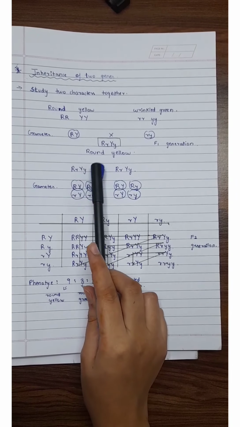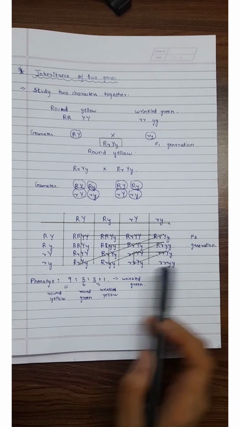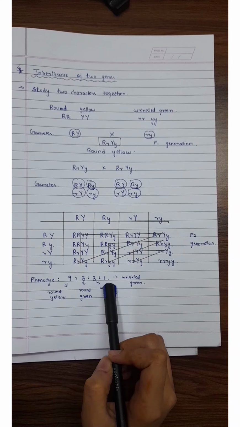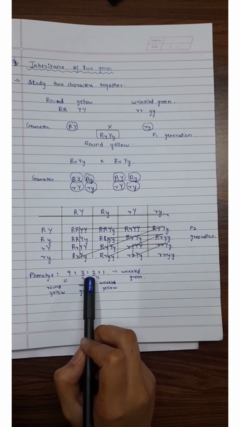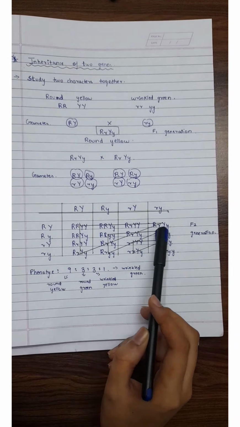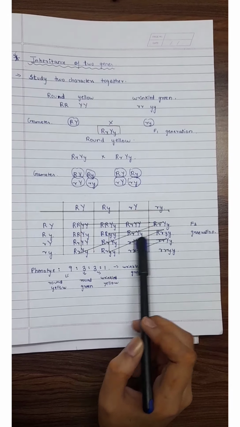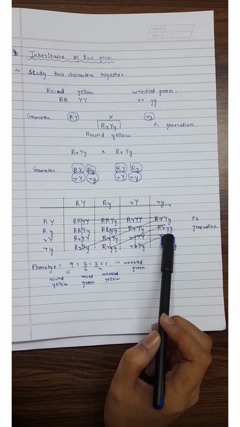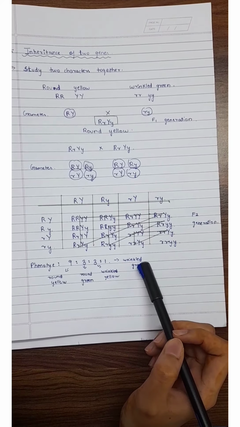Now after selfing this, in the F2 generation, we got the phenotype ratio as 9:3:3:1, which is 9 round yellow, 3 round green, 3 wrinkled yellow, and 1 wrinkled green. In the first triangle, we saw that there were 9 round yellow. In the second triangle, we saw there were 3 round green. In the third triangle, we saw there were 3 wrinkled yellow, and the last one is wrinkled green.